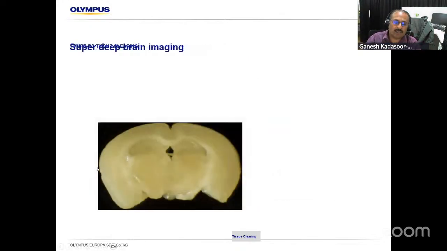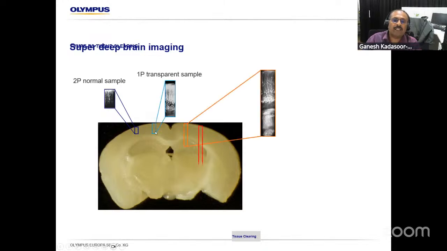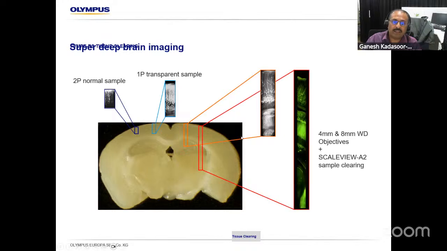So this is the cross-sectional view of the hippocampal brain part, and this is what you conventionally observe with a 2-photon microscope. This is what you are observing with a transparent sample, and now with proper treatment, with a multi-photon microscope, you can go up to 8 mm, and you can image the entire structure of the mouse brain.